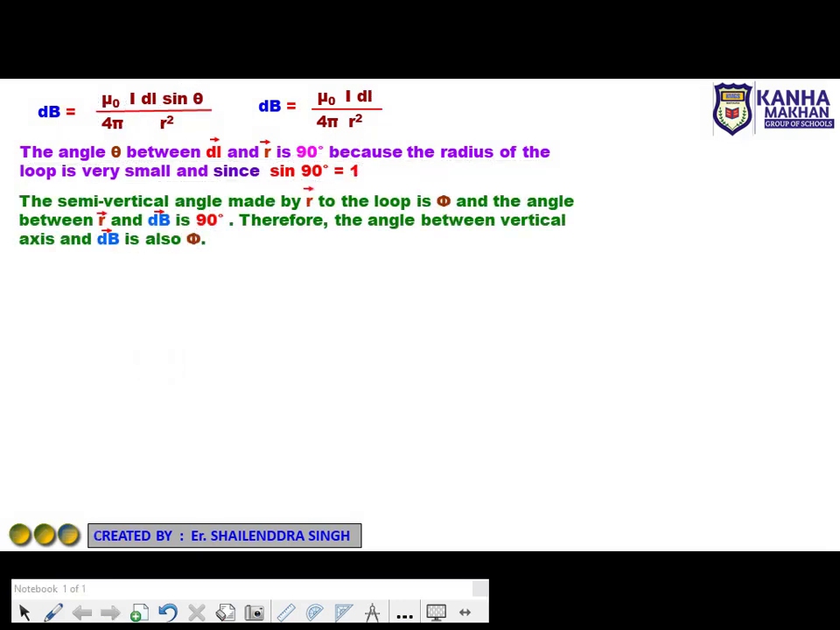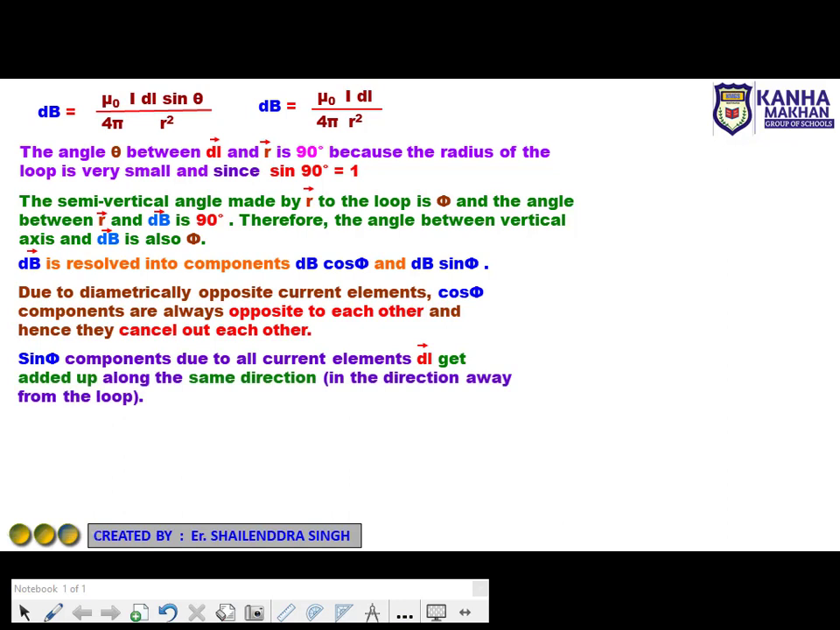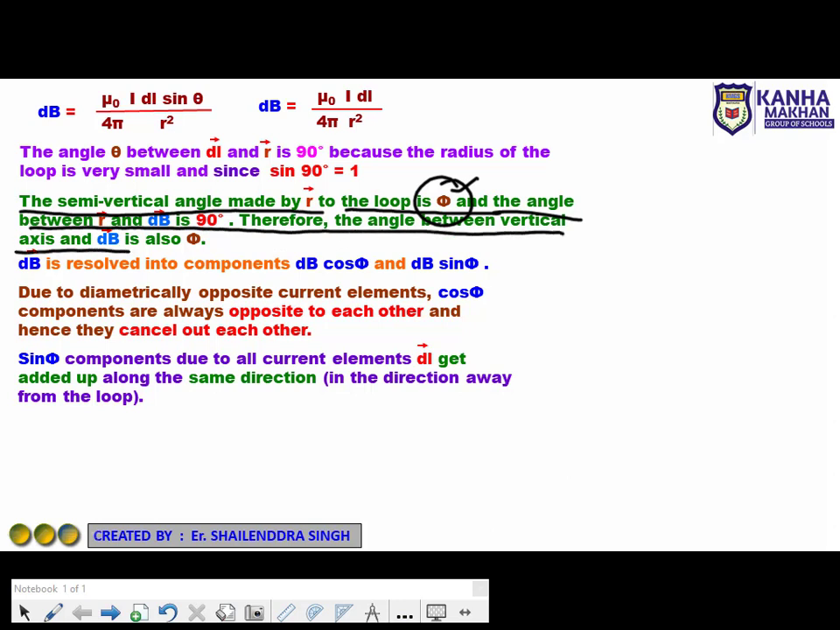The semi vertical angle made by the position vector r to the loop is phi. It is the angle which r forms with the x axis, and the angle between the position r and dB is 90 degrees. Therefore, the angle between the vertical axis and dB is also phi, and dB is resolved into two components.